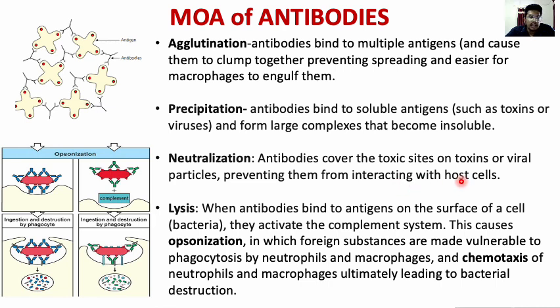Next, lysis. When antibodies bind to antigen on the surface of a cell or bacteria, they activate the complement system. This causes opsonization. Opsonization is nothing other than the foreign substances being made vulnerable to phagocytosis by neutrophils and macrophages. That means when the bacteria is covered by many antibodies, the complement system gets activated, and with the help of the complement system, this antibody attached bacteria will be engulfed by the neutrophils and the macrophages.